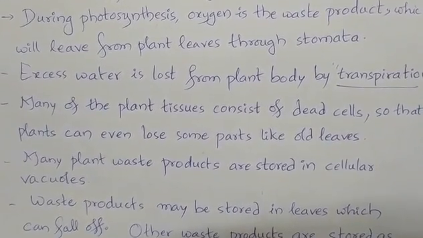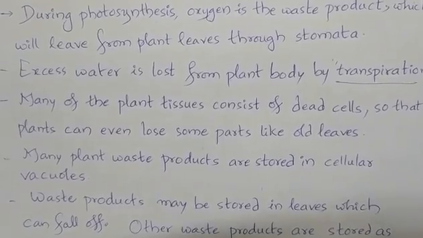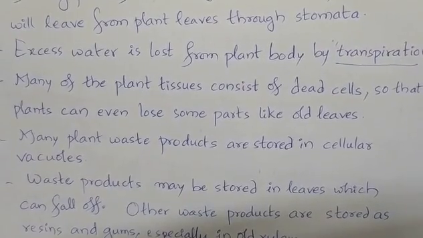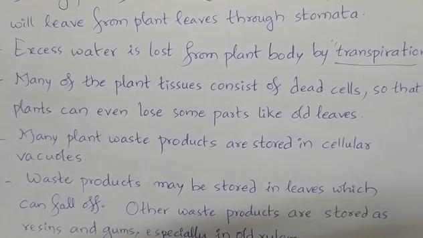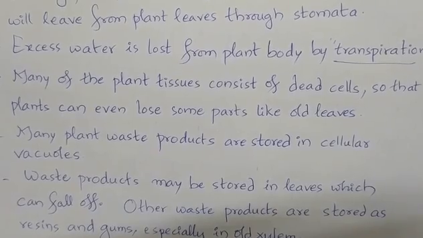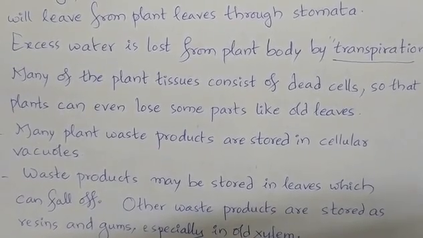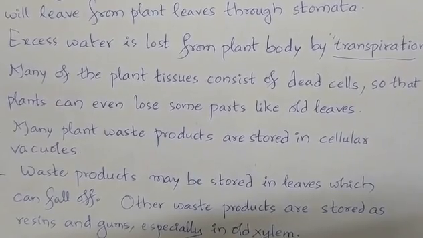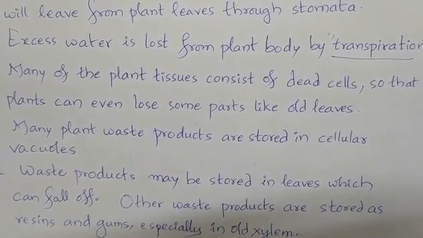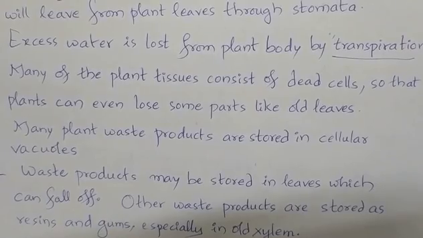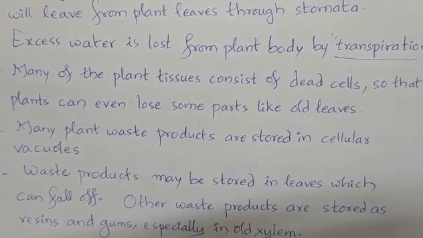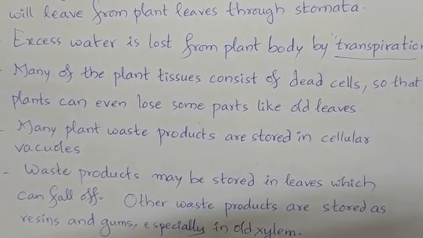Many of the plant tissues consist of dead cells, which we have learned in class 9th, in order to have low maintenance and more protection, because plants are stationary organisms. As plant tissues consist mostly of dead cells, plants can even lose some parts like old leaves so that nothing will happen. If a dead tissue is lost from the plant body, nothing will happen.